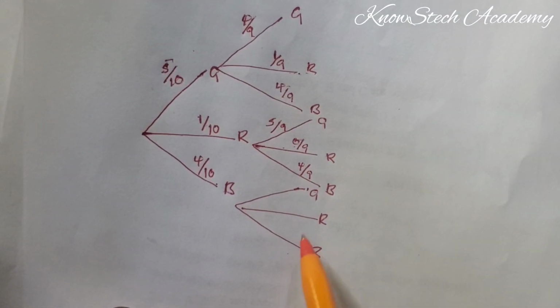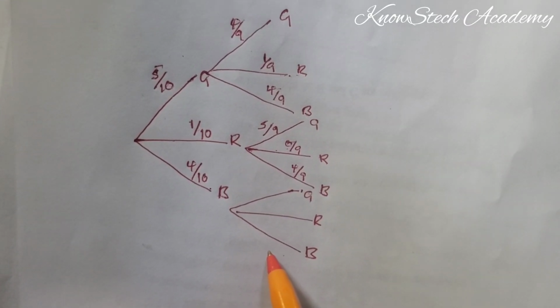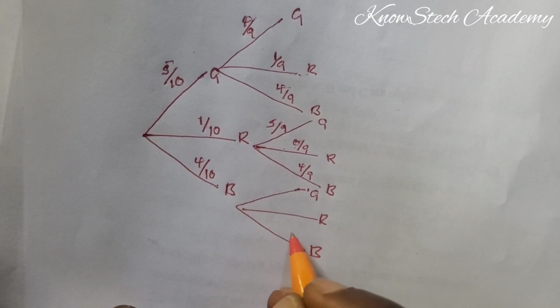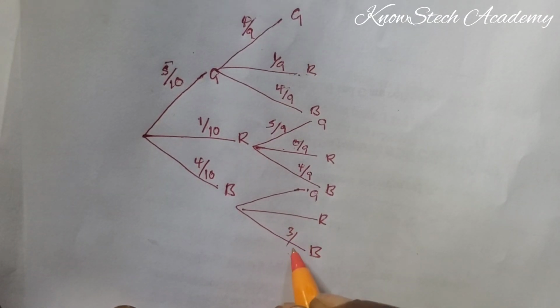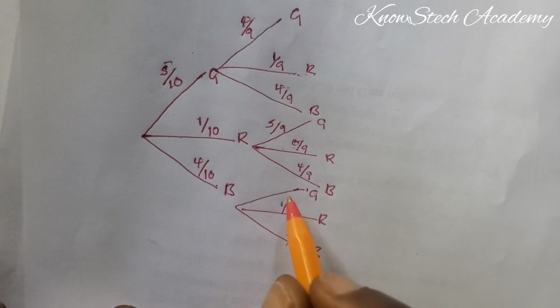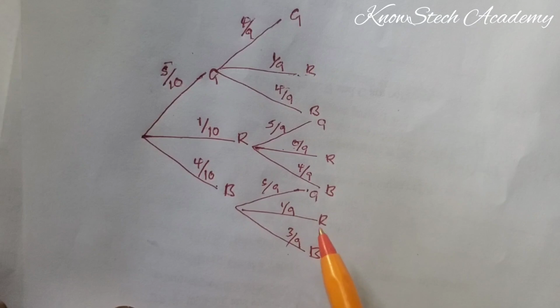Okay? Now we are here. Now here we assume that the ball that wasn't replaced was blue. How many blue balls do we remain with? We remain with 3 over 9. How about red? Red will remain 1 over 9. Green will remain 5 over 9.